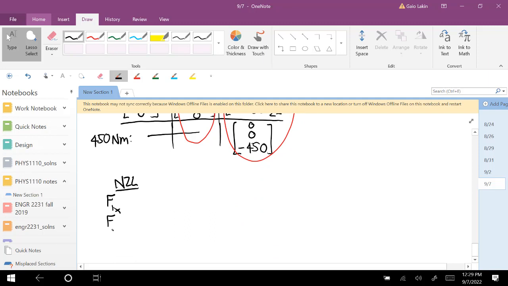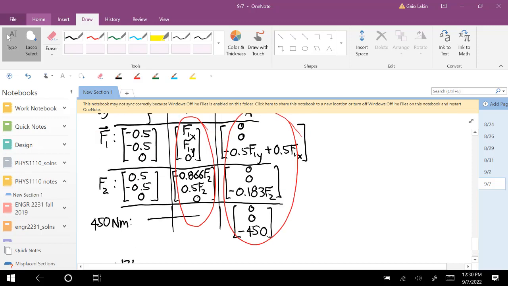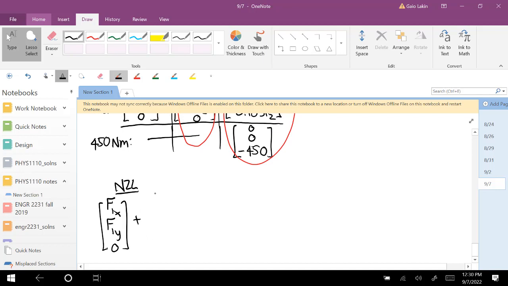F1x, F1y, 0, plus negative 0.866 F2, positive 0.5 F2, 0 is equal to zeros.